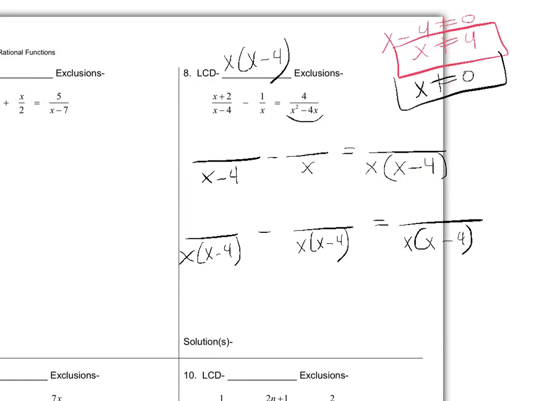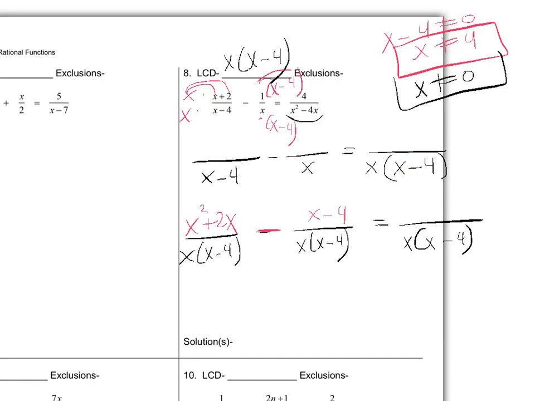Now you need to multiply by what's missing. So you need to multiply this by x and this by x. So x times x is x squared plus 2x. So this is going to be x squared plus 2x. Now this one, the x, you have to multiply it by x minus 4. So you multiply the top by x minus 4. So 1 times x is x, and then minus 4. See how I kept the negative outside?